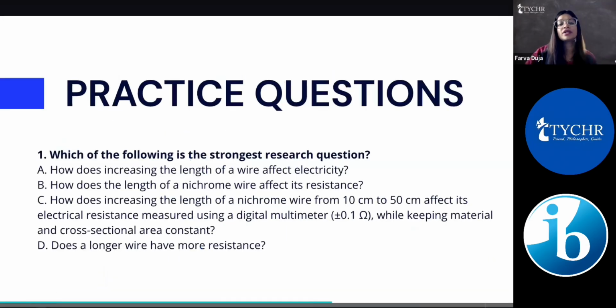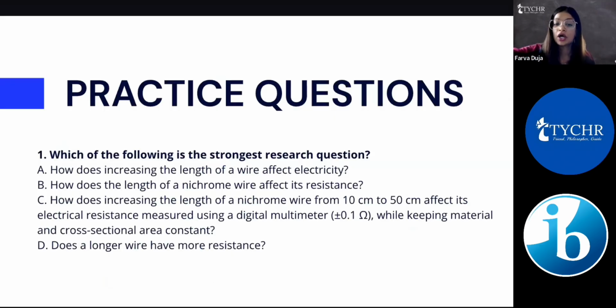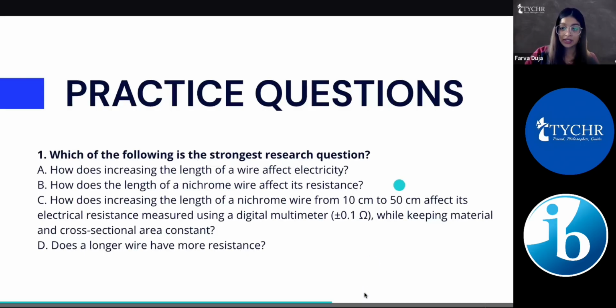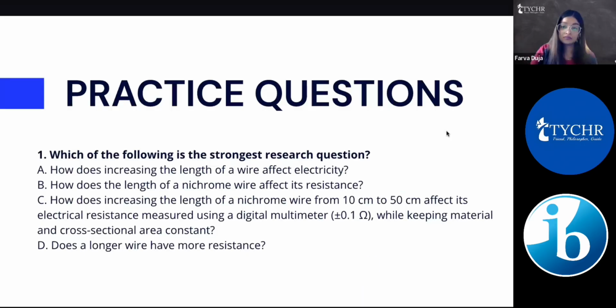Cool. So these are some questions asking you, what is a good research question? What is not? So your goal should be, what is the best answer if you want to get a 7 or an 8? So please take your time, read this question, and we'll do a few questions. And with that, we'll conclude the session.